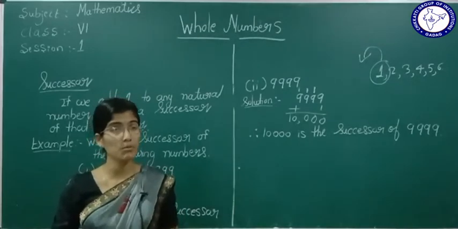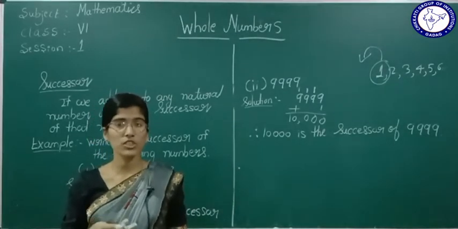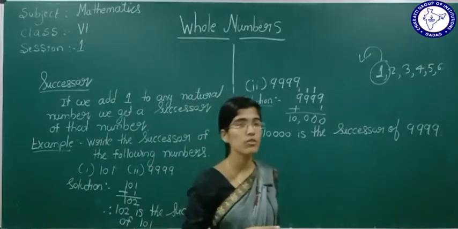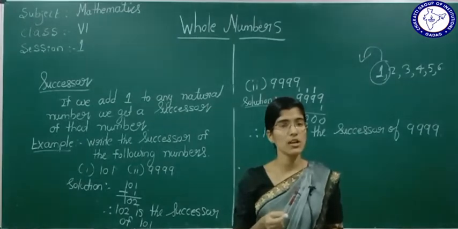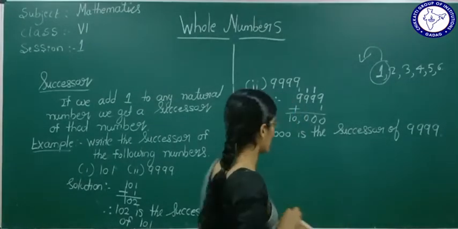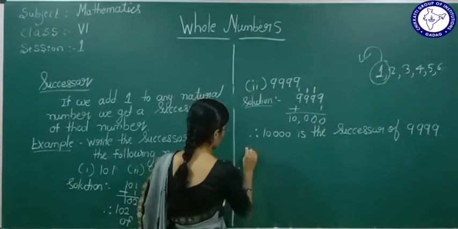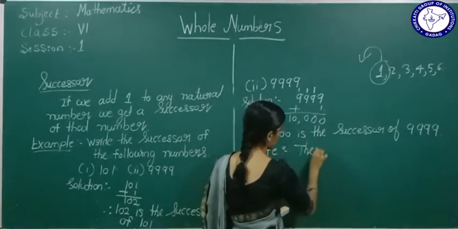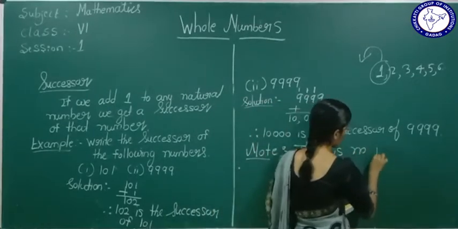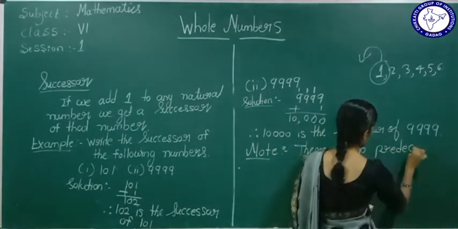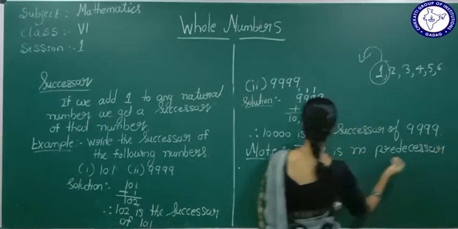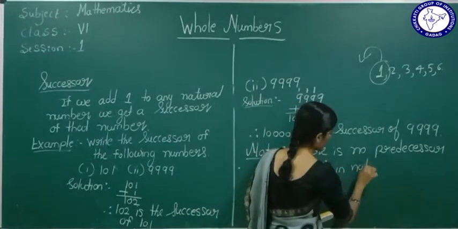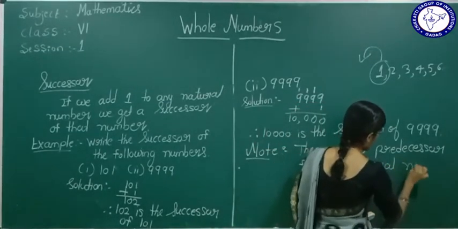Yes or no? How we can write the predecessor of 1? Before 1, which number will come? No, because the natural number starts from 1 only. There is no predecessor for 1 in natural number. Write a note here: there is no predecessor for 1 in natural number.